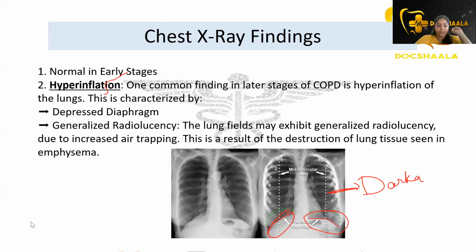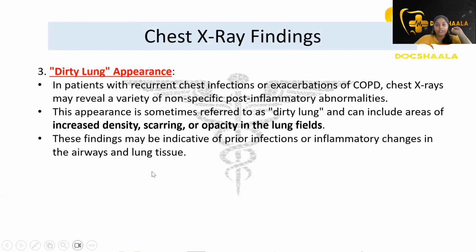Then coming to dirty lung appearance. Dirty lung appearance is seen with patients who are having recurrent chest infections and exacerbations of COPD. There we see dirty lung appearance, and the appearance presents with non-specific post-inflammatory abnormalities. Sometimes it is referred to as dirty lung because of increased density, scarring, or opacity in the lung fields. Okay, indicative of prior infections or inflammatory changes in the airways and lung tissue.